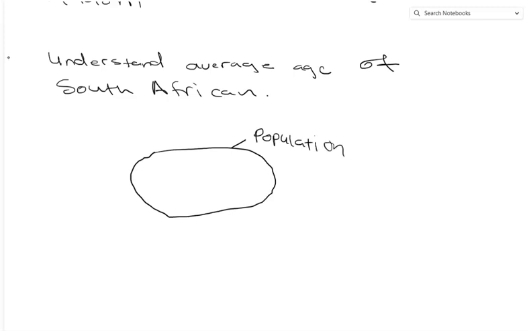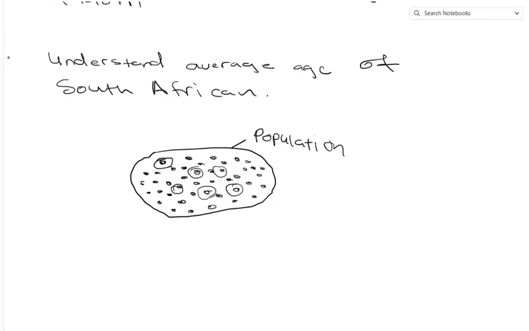We want to understand an average age. What we can do is that, let's say this is the population of South Africa. Each and every dot here represents an individual. So what we're going to be doing is that we're going to do sampling. And then what is sampling? We're going to be choosing people at random. The ones that I circle are going to be the ones that we're going to choose. We're going to be choosing people at random and asking them their age, right?